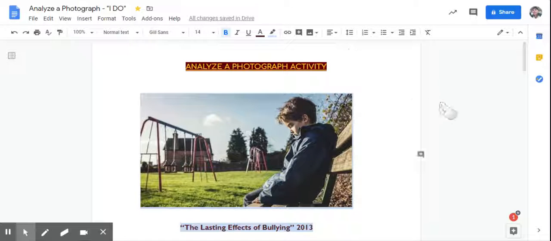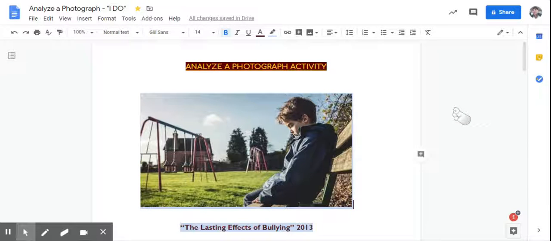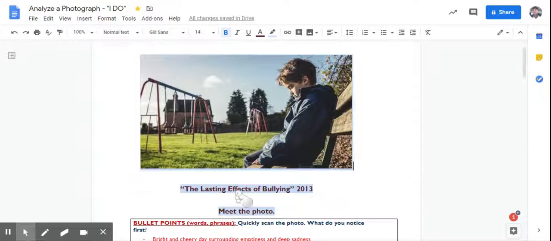So let's take a look here. I've already taken the liberty of analyzing this text that you see, and I have completed this form that you're going to see in just a moment. You're just following along as I model how I analyze this piece of text. Here's the text, called The Lasting Effects of Bullying, which came out in 2013.